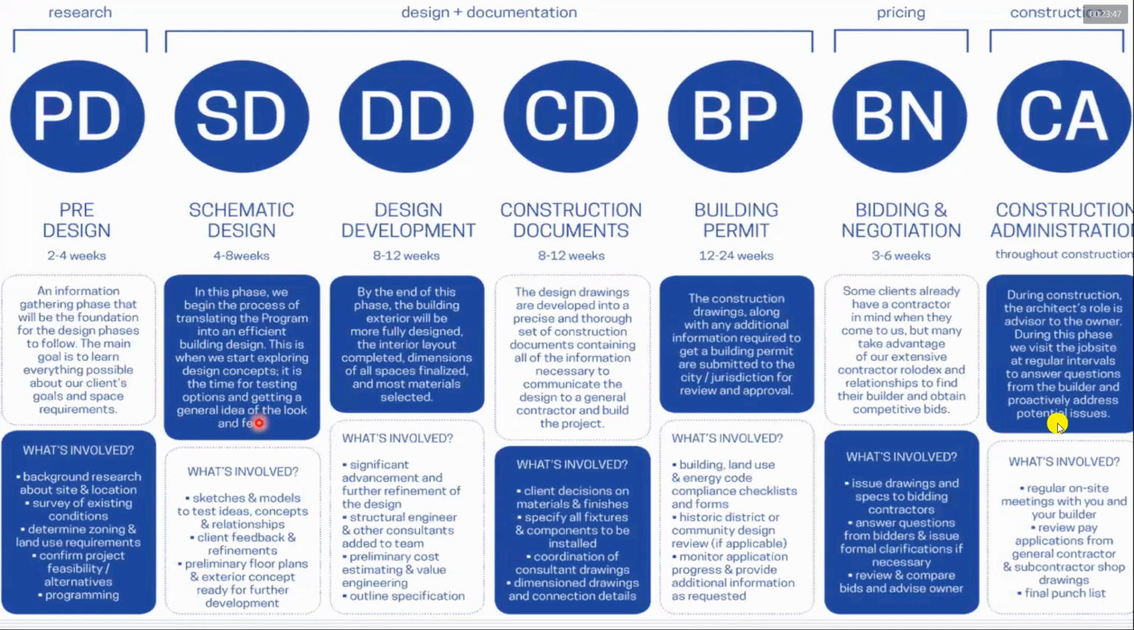The next phase is the schematic design. It takes around 4 to 8 weeks. This is when we start exploring your design concept. It is the time for testing options and getting a general idea of the look and feel of the building. What does it involve? It involves sketches, 3D models, conceptual relationships, feedback of the client, design refinements, and preliminary documents like floor plans and exterior concepts that will be ready for final development.